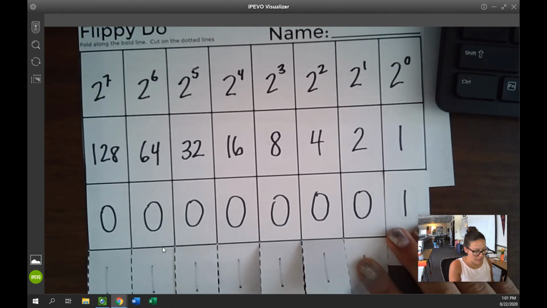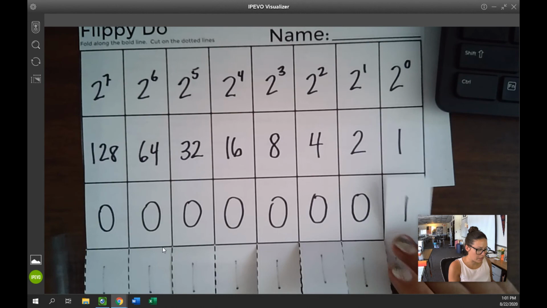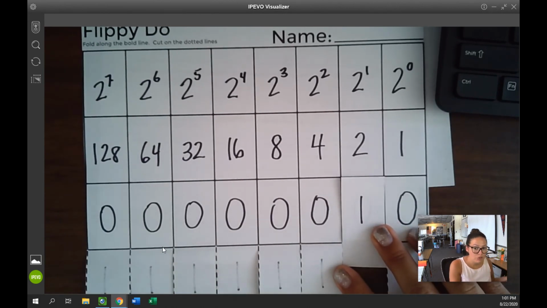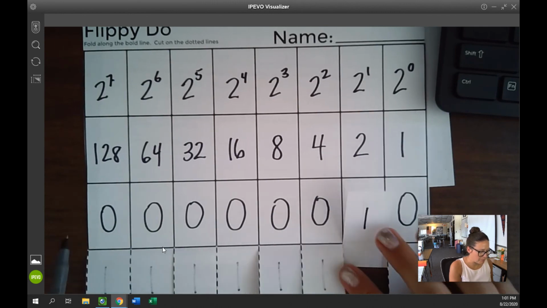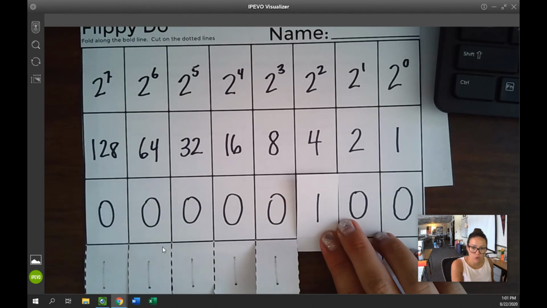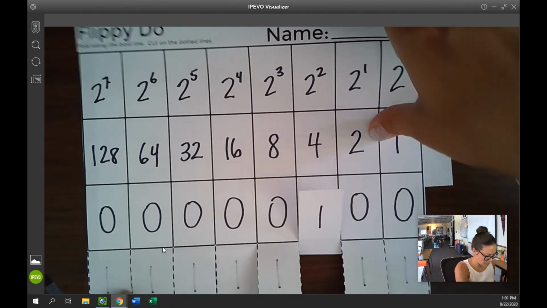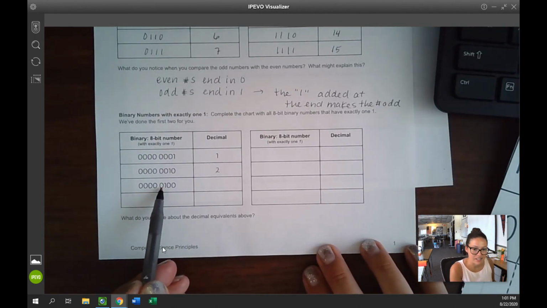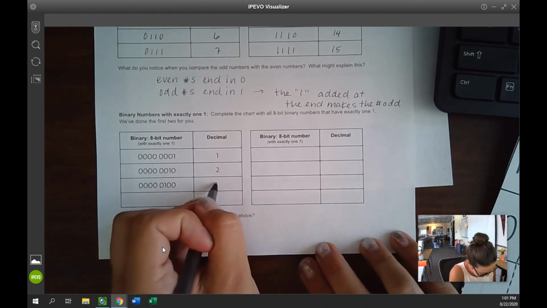The first one, remember we build our numbers from right to left, okay? So if I only have a 1 in the ones place, then my number is 1. If I only have a 1 in the twos place, then my number is 2. So what's my next one? Well, that would be if I have a 1 in the fours place, which would make that 4, okay? So 0, 0, 0, 0, 0, 1, 0, 0 is a 4.